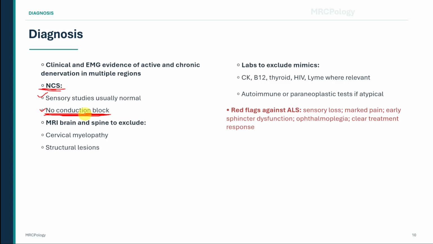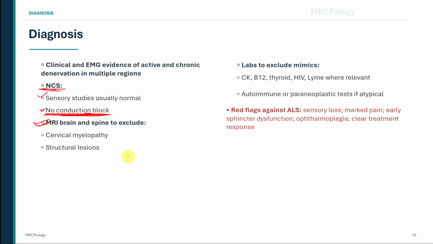Magnetic resonance imaging of the brain and spine is used mainly to exclude structural disease. Cervical myelopathy is an important mimic. It may cause wasting and weakness in the hands, with spasticity and brisk reflexes in the legs. Neck pain, sensory abnormalities, bladder symptoms or a clear compressive lesion on imaging favor cervical myelopathy.